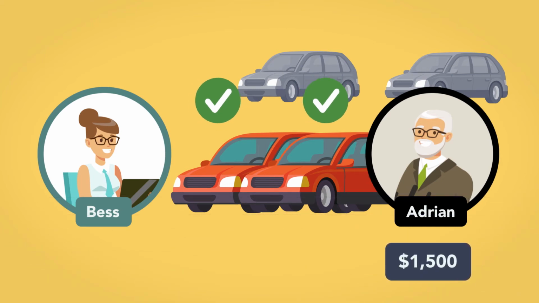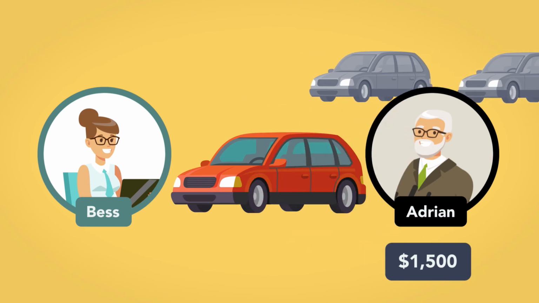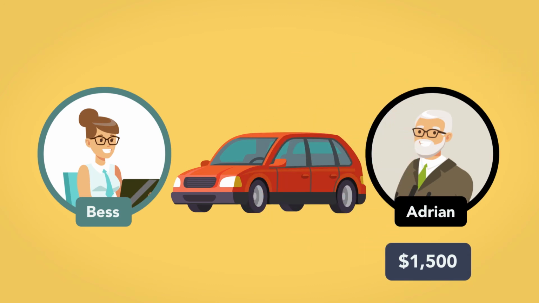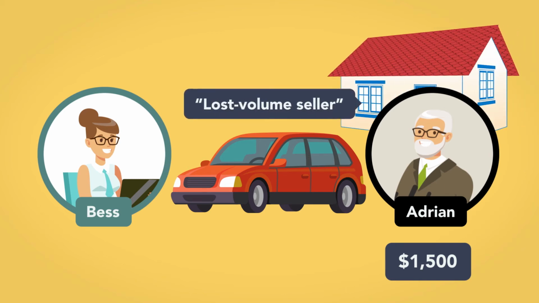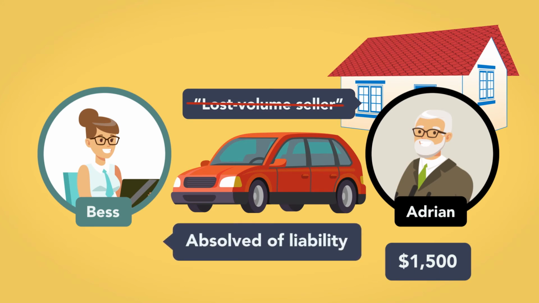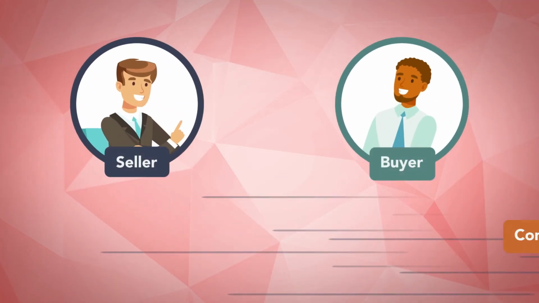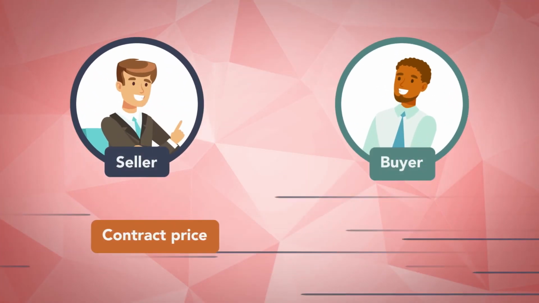On the other hand, if Adrian had only one such car left and could not procure additional ones, or Adrian wasn't a car dealer but was selling his personal car under the same circumstances, Adrian would not be considered a lost volume seller. Bess would, therefore, be absolved of liability. Finally, the seller can recover the entire contracted purchase price under some circumstances.